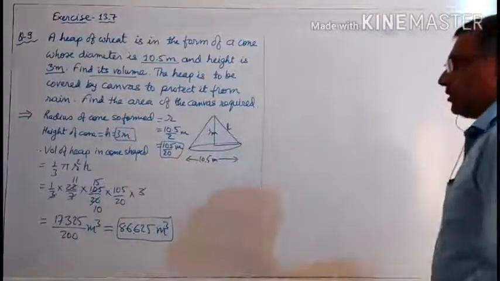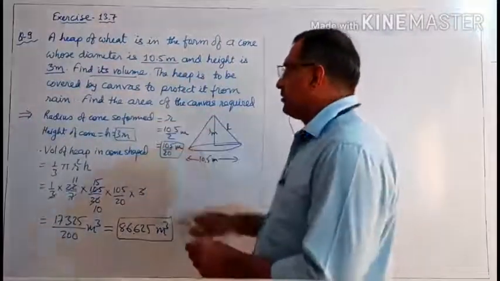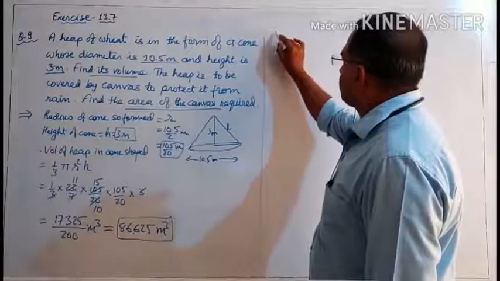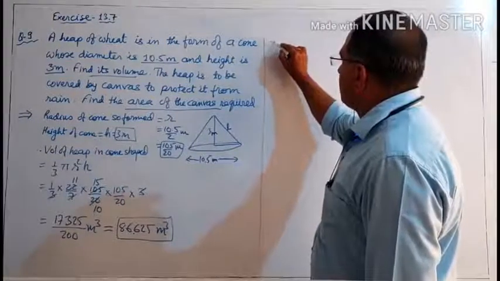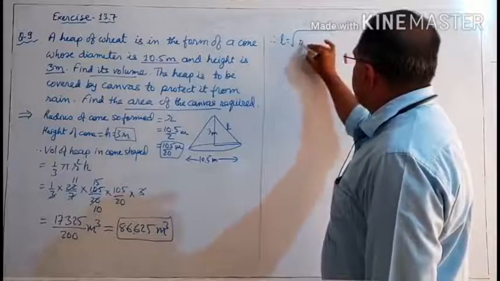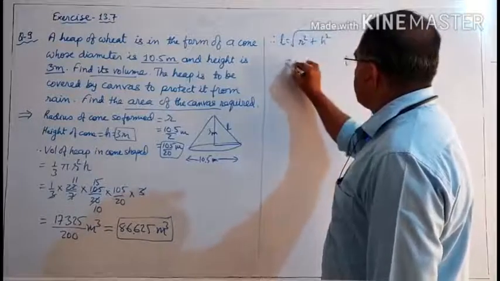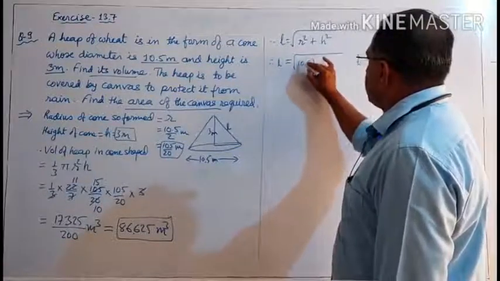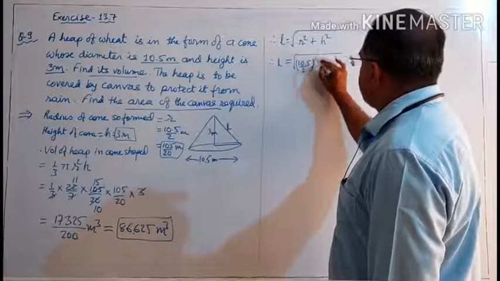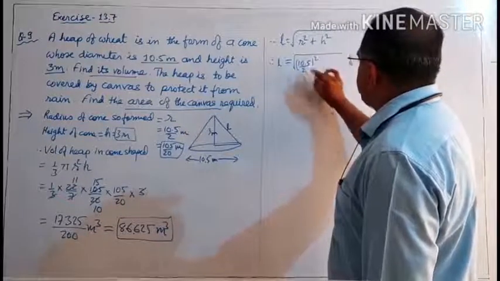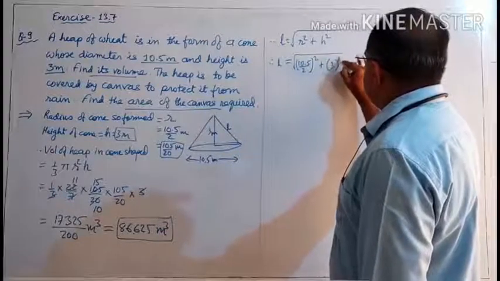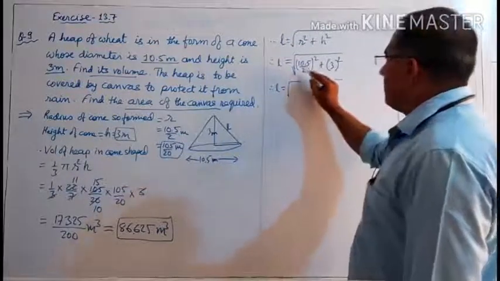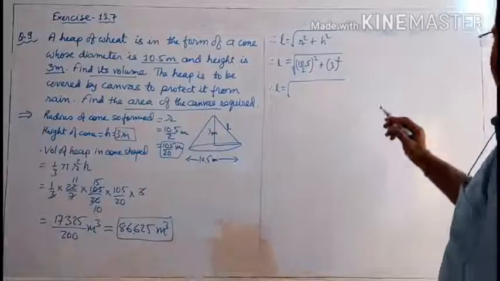Now we have to go for the canvas required, that is the curved surface area. Find the area of the canvas required. For that we need the slant height. So the slant height is equal to the square root of radius square plus height square. The radius here is 10.5 divided by 2 whole square, plus height 3 whole square.